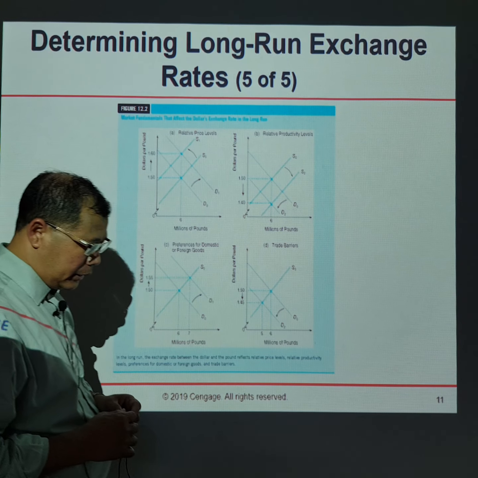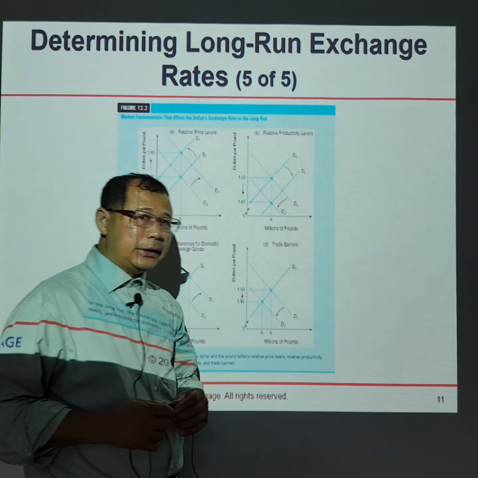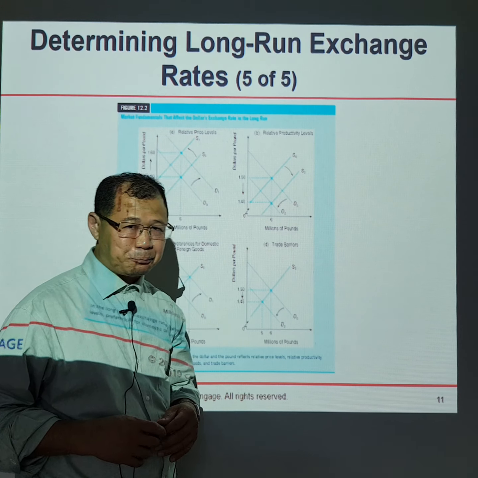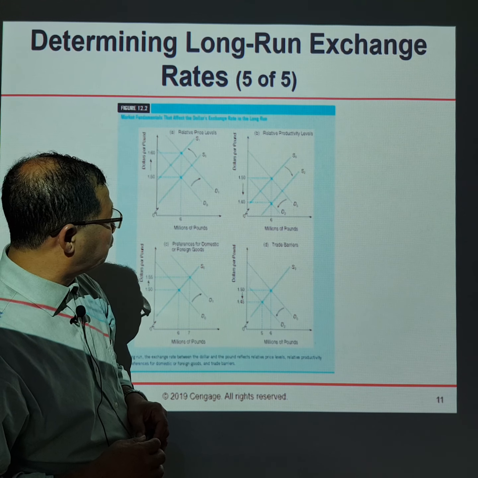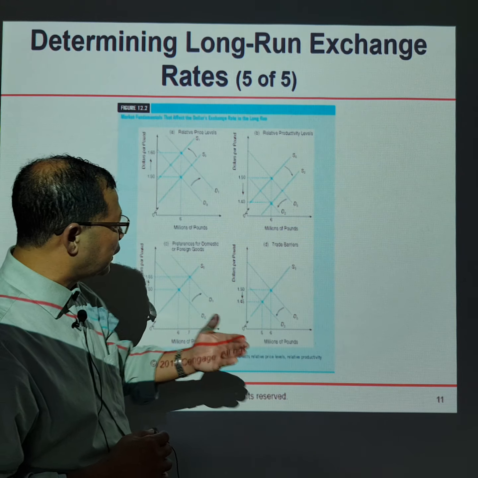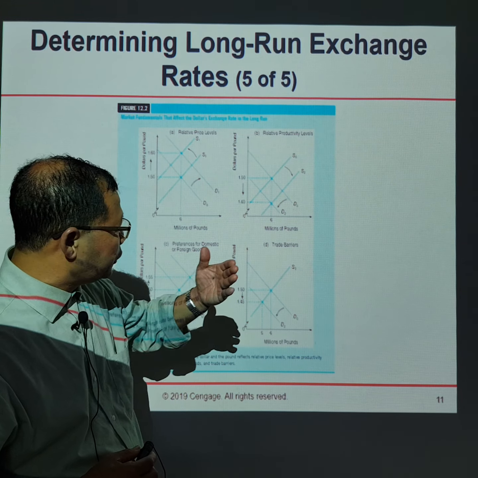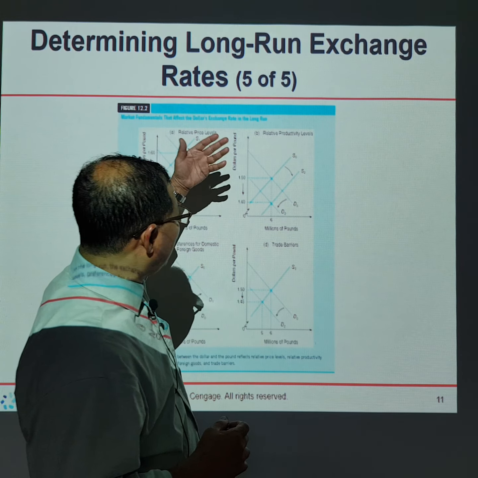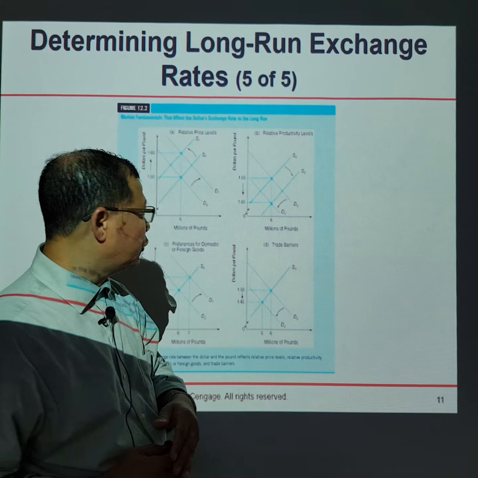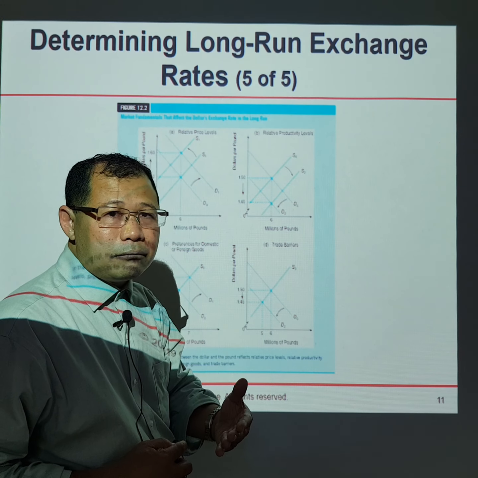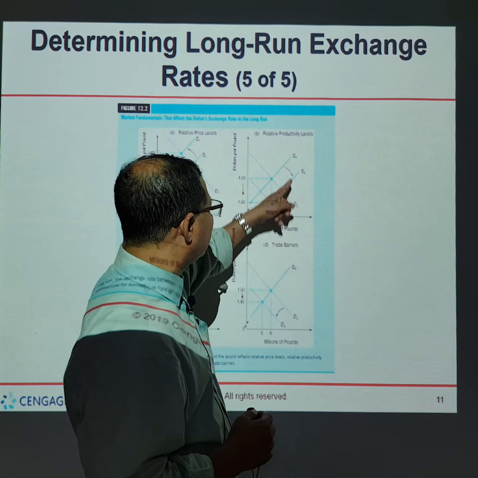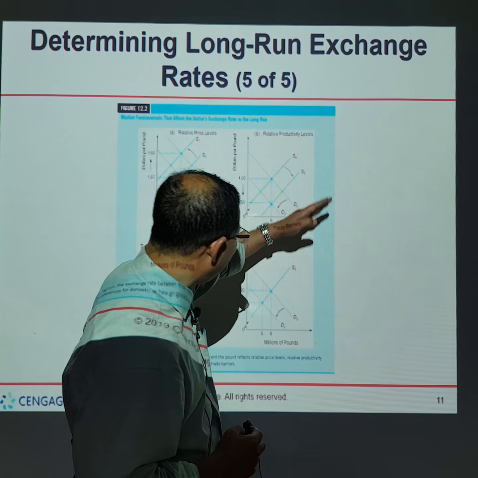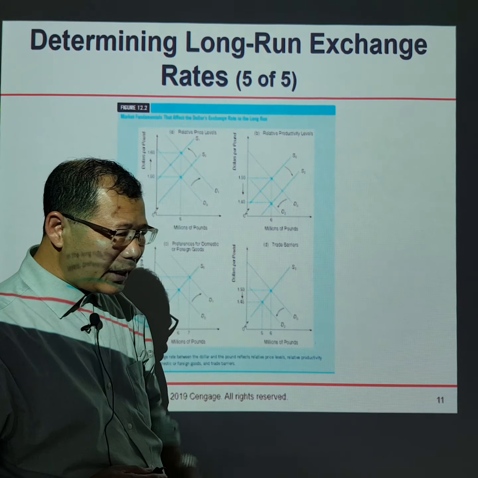Number two, productivity level. Suppose there's an increase in productivity level in the US. So the US can produce goods at cheaper cost, and as a result, relatively, products from the UK are more expensive. So as a result, consumers in the UK will like to buy products from the US, which is cheaper. As a result, there's an increase in supply of pounds, a shift to the right for the supply of the pound.